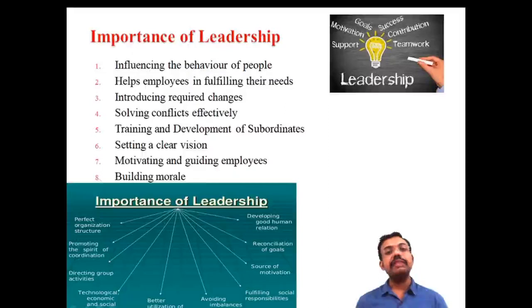Now, what is the importance of leadership? Influencing behavior and motivating needs, introducing the required changes and solving conflict, training and development, setting a clear vision, motivating and guiding employees, and building morale. These are the importance of leadership.